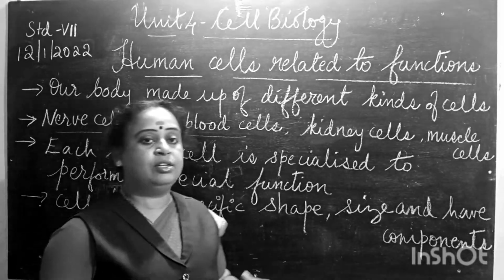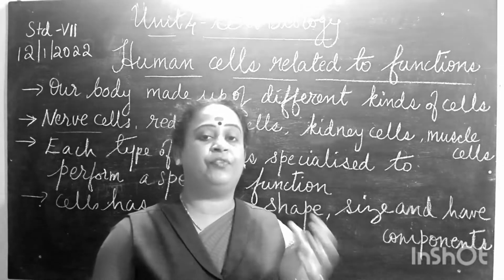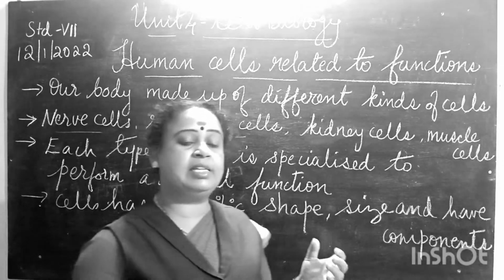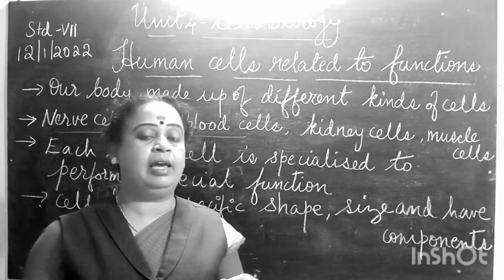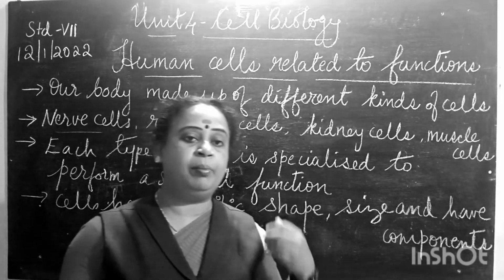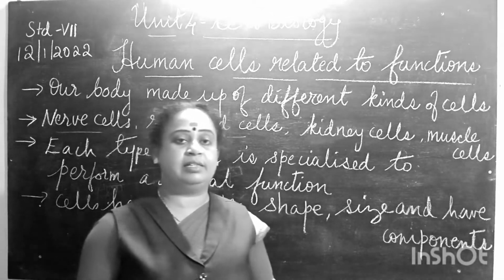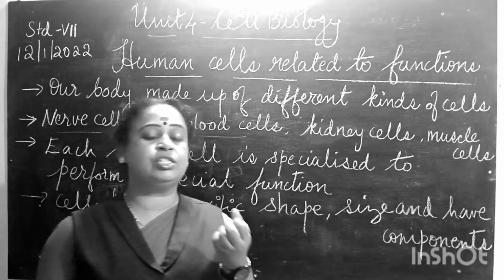Now kidney cells. So kidney cells are present in kidneys, right? They are called nephrons. Now what is the role of kidney cells? What is the function of kidney cells in the kidney? They are responsible for filtration of the blood. So blood will be purified by these kidney cells. They are acting as filters. They are the filters of our body.